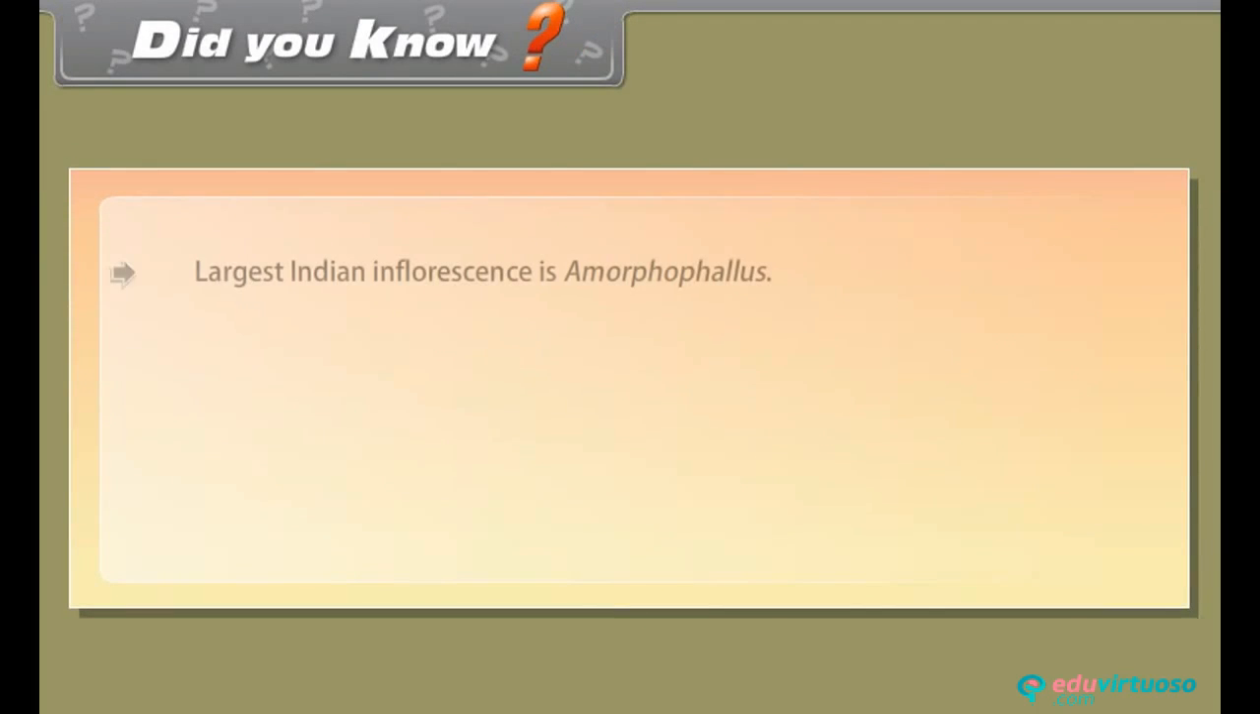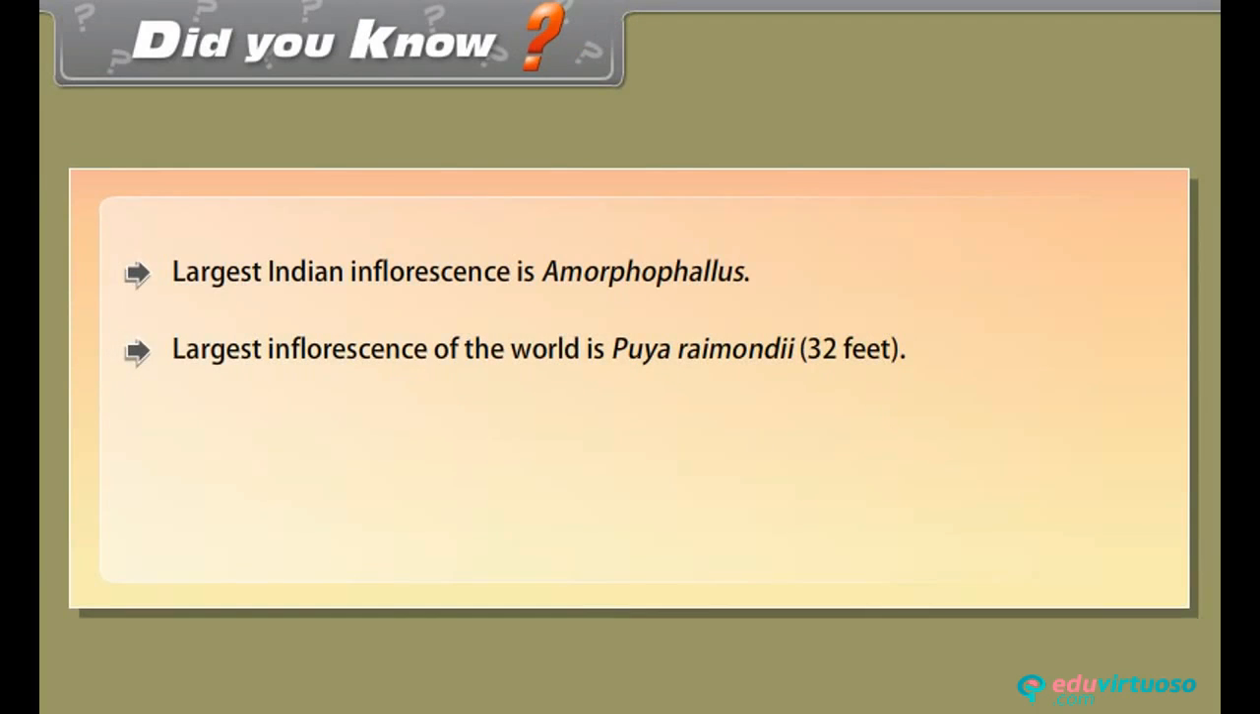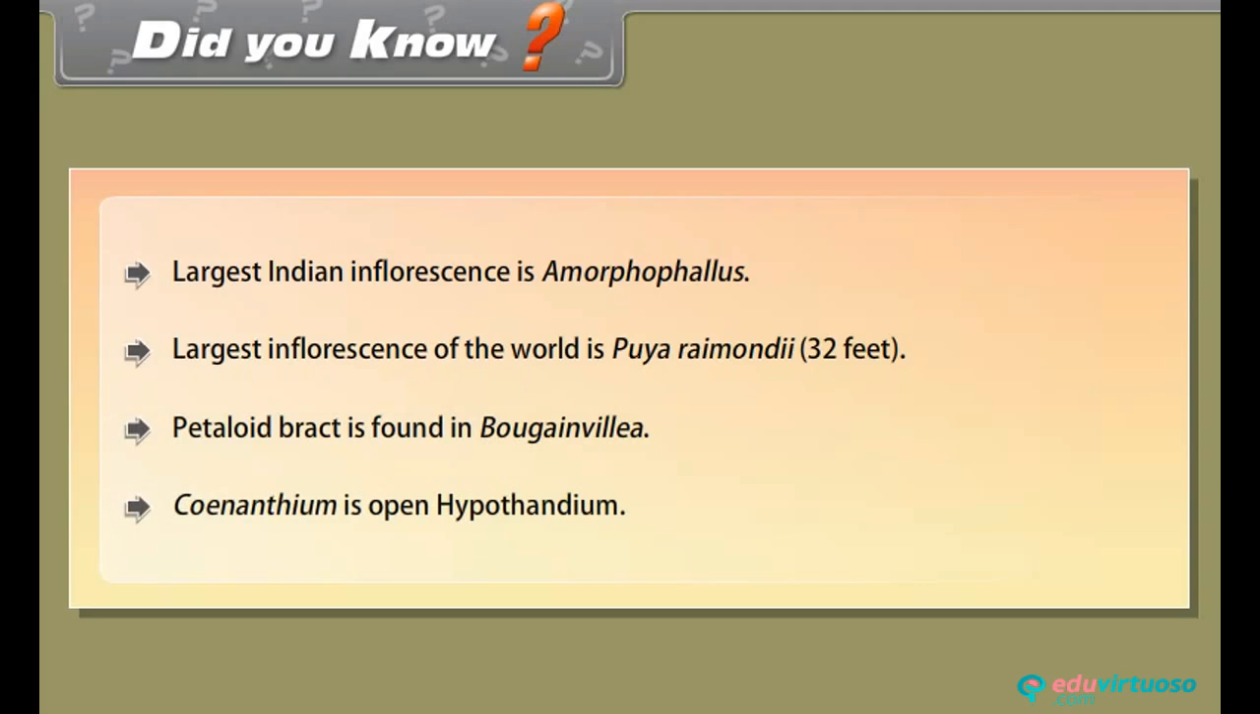Did you know, the largest Indian inflorescence is Amorphophallus? The largest inflorescence of the world is Puya raimondii, 32 feet. Petaloid bract is found in Bougainvillea. Cyathium is open hypanthodium.